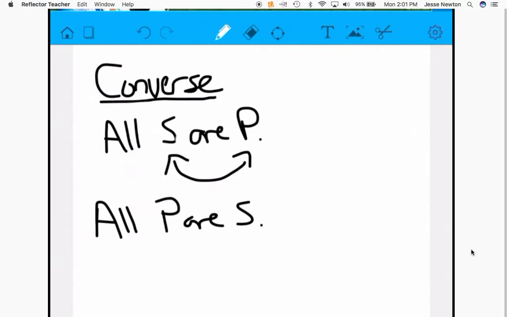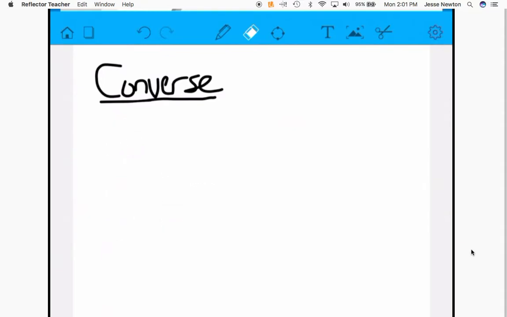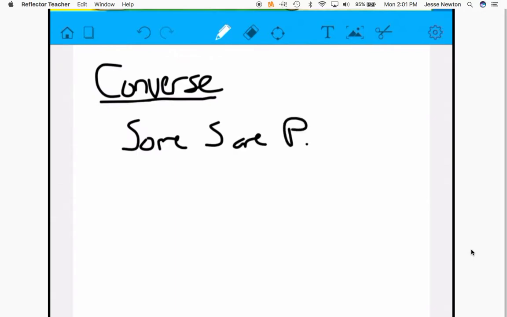Well, we're going to come back to that in a second when we've had a little more practice doing some Venn diagrams, because this one is a little bit tricky. So we'll come back to that in just a moment. But let's do one that's going to be a little easier to do. And let's look at this one. Some S are P and some P are S. Are these two statements logically equivalent?